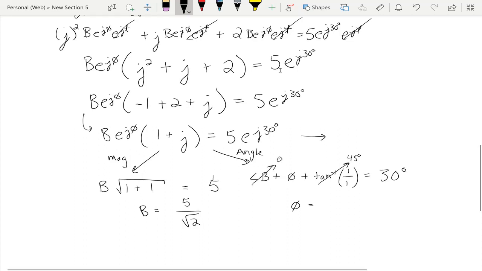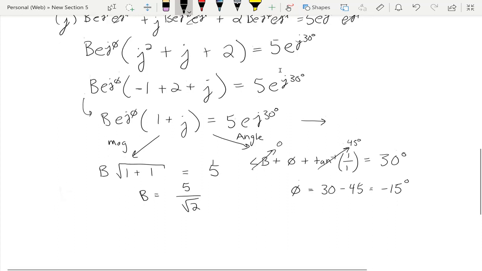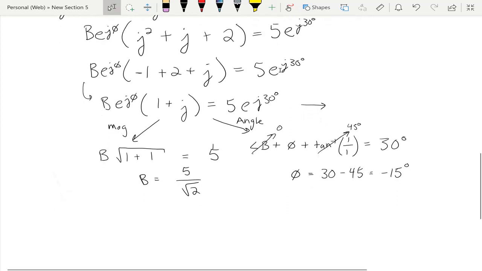So I get phi equals 30 minus 45, or minus 15 degrees. At this point I've got my result. This is one of those where, what did I do? I did this in Matlab. I basically took this equation right here and put it into Matlab to get the results.